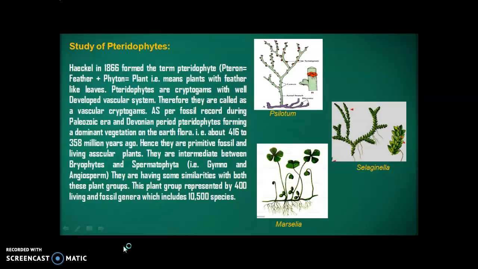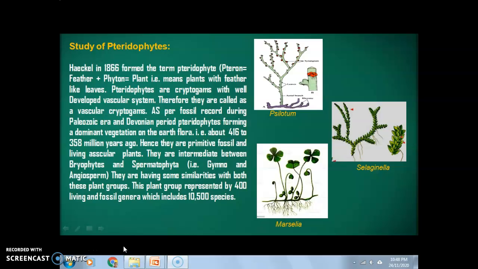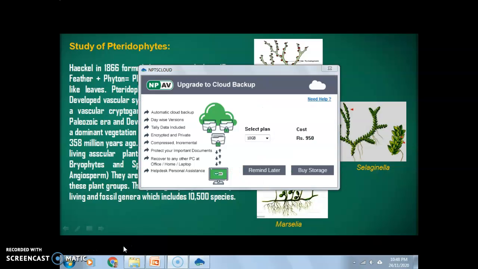As per fossil record, they were present during the Paleozoic era and Devonian period, forming a dominant vegetation on the earth's flora. That is about 416 to 358 million years ago. Hence, they are primitive fossil and living vascular plants. They are intermediate between bryophytes and spermatophyta. They have similarities with both groups.